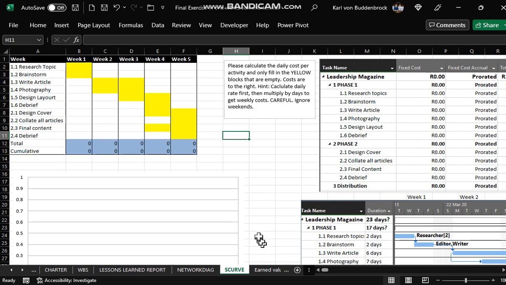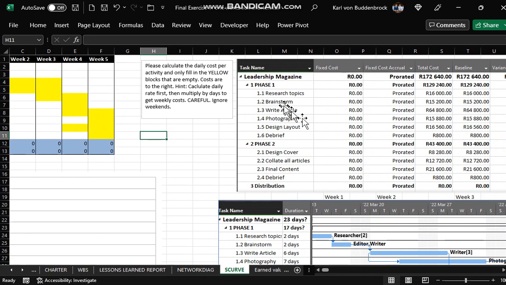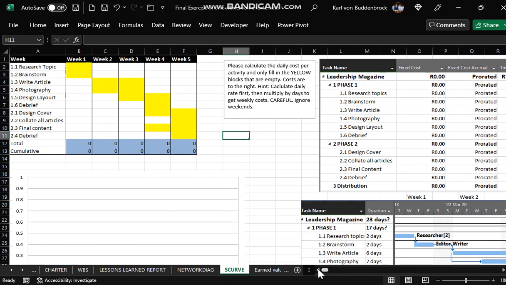Then the S curve, very straightforward, but requires a bit of calculation. If you can work out the total cost of a task and divide it up into weeks. So research topics is 16,000 Rand. In week 1, which is here, it will be complete research topic. So clearly 16,000 is entered there.